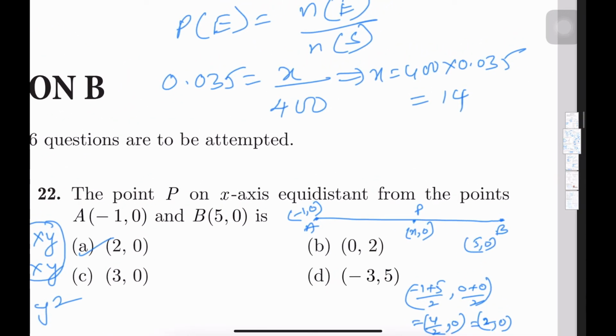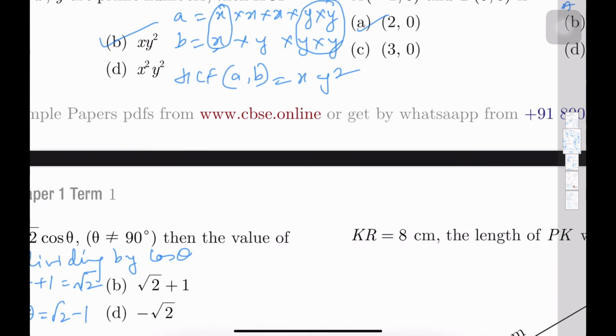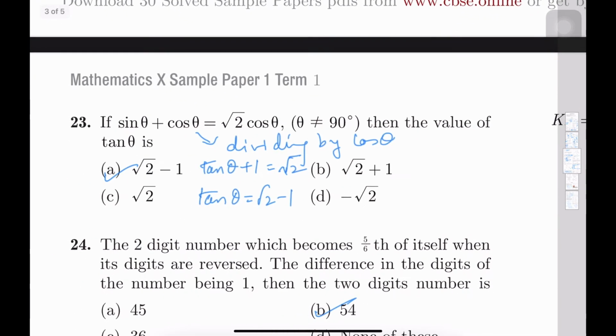Now here you are having the point on x-axis equidistant from the points A(-1, 0) and B(5, 0). So it is telling that the point P on the x-axis is equidistant from these. Means this point is dividing AB into two equal parts. So it will become exactly the midpoint, isn't it? Therefore x is equal to (-1 plus 5) by 2, that is 2. So (2, 0) is the value over here. Now going into the 23rd problem.